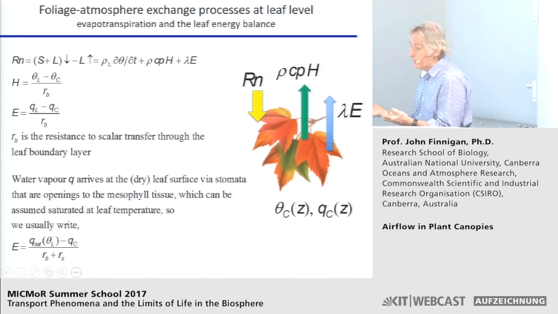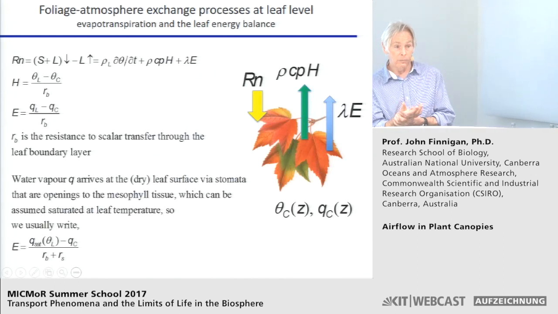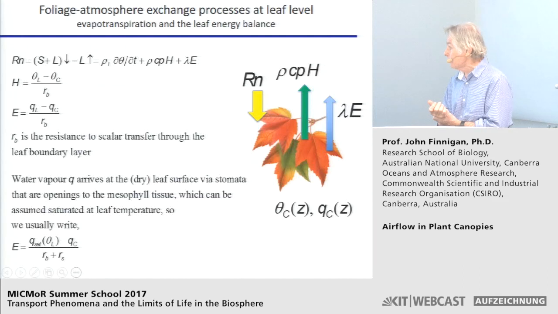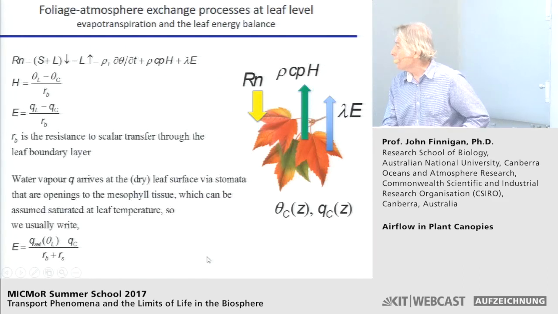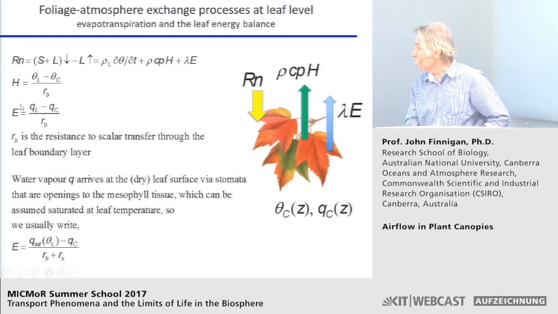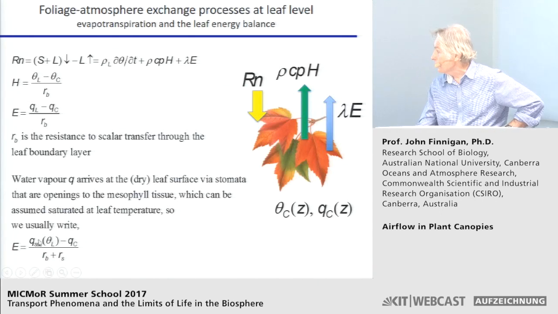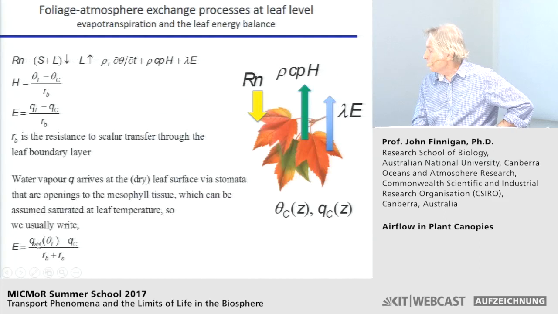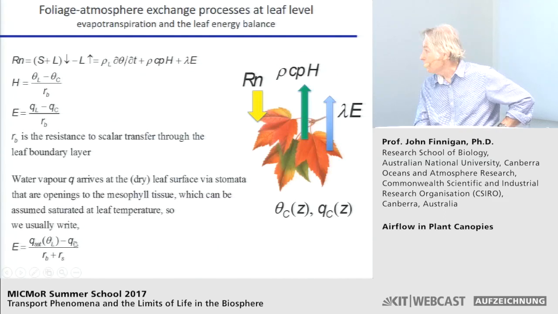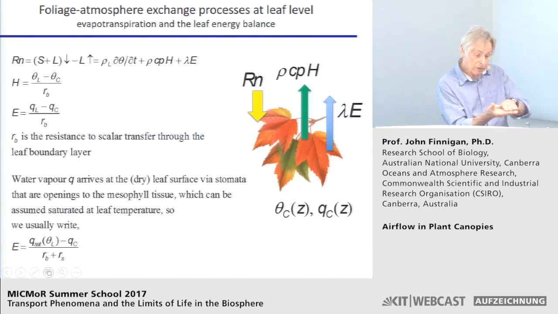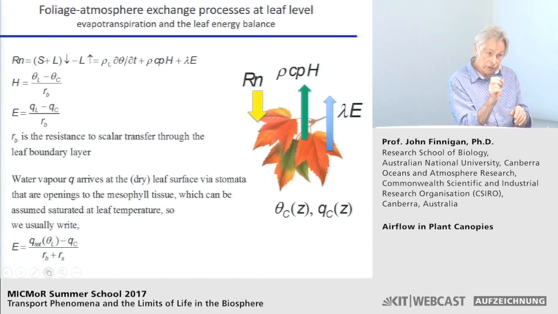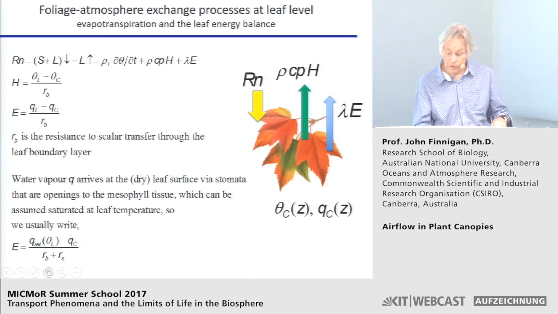And these are openings to the mesophyll tissue, which can be assumed to be saturated at the leaf temperature. So we often combine that statement with that one and write that the evaporation from the leaf is equal to the difference between the saturated vapor pressure at the leaf temperature minus the canopy vapor pressure divided by the sum of the two resistances, one through the leaf boundary layer, and then usually a larger one as the molecules get out through the tiny stomatal pores.